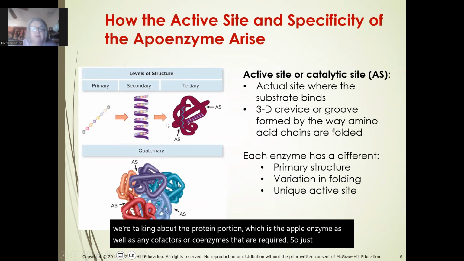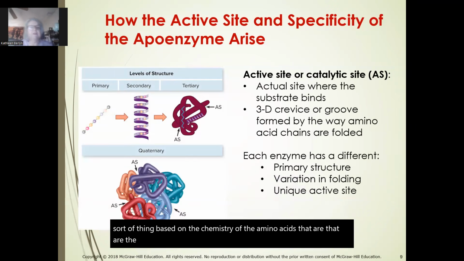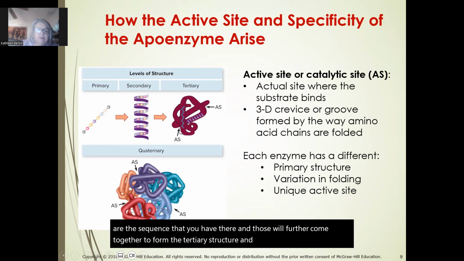So just to remind us about proteins and protein structure, we have the primary structure, which is just the sequence of amino acids. And then they will form alpha helixes or beta pleated sheets and that sort of thing based on the chemistry of the amino acids in the sequence that you have there. And those will further come together to form the tertiary structure. And notice an enzyme can have multiple active sites on one enzyme. If the enzyme requires more than one protein, then it would come together to form quaternary structure. And quaternary structure is just where multiple proteins are needed in order to form the final product.